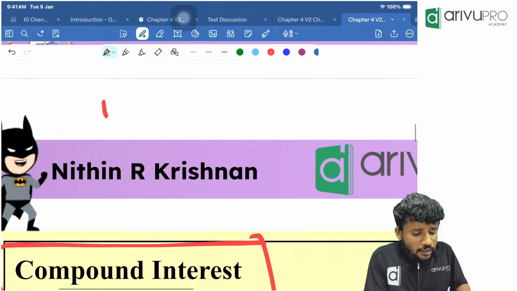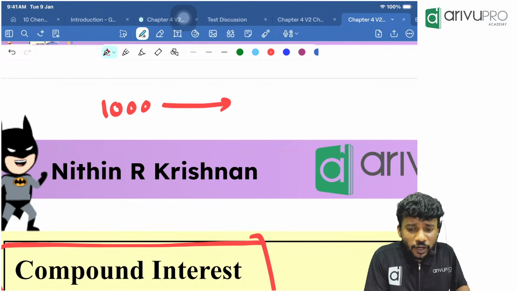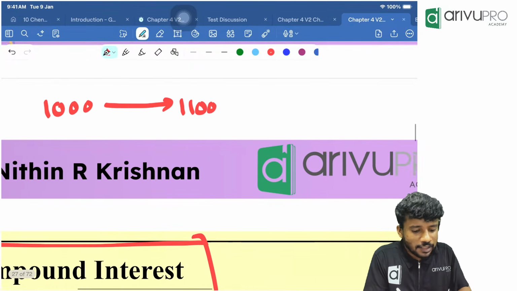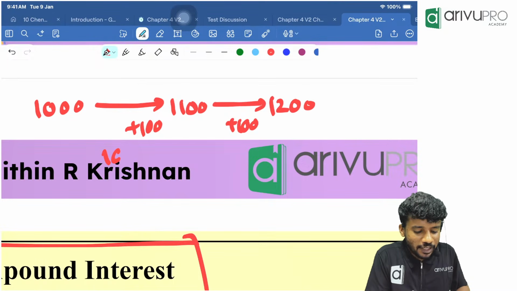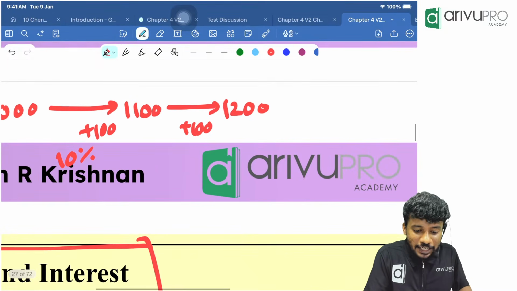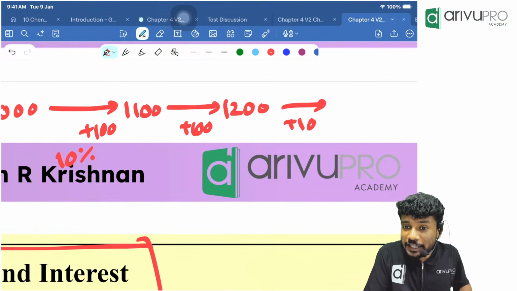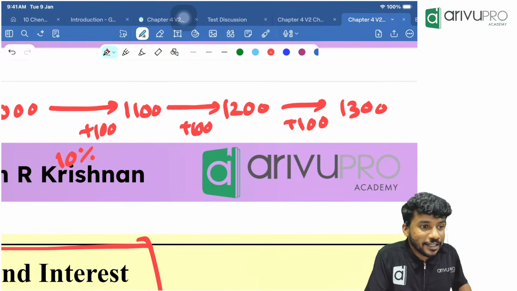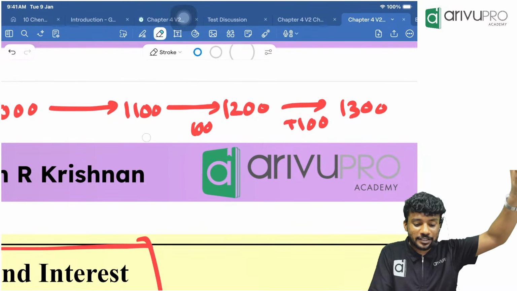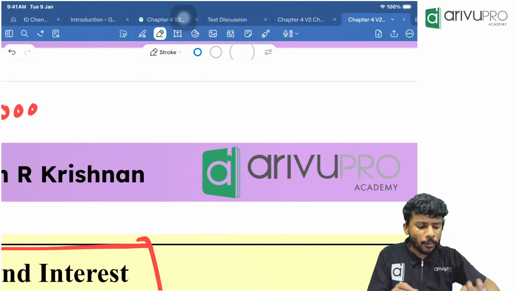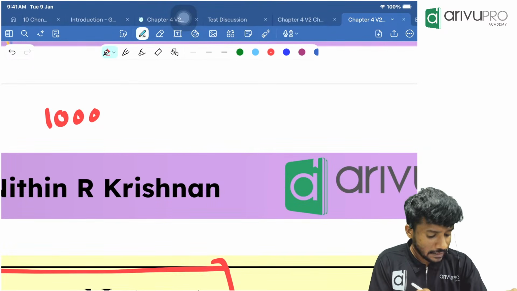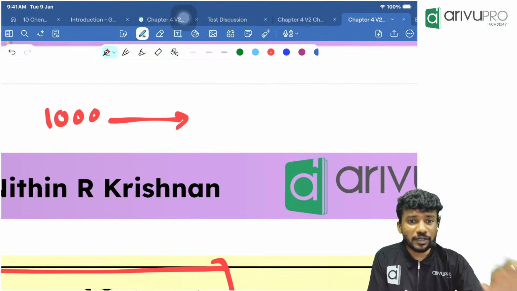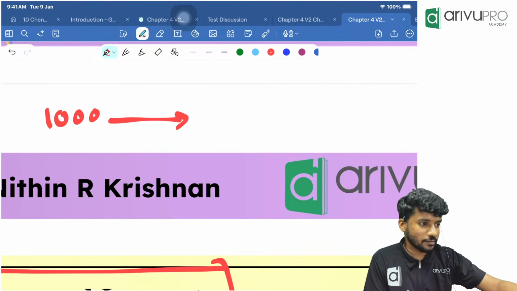Yesterday, 1000, I said that after 1 year it became 1100. Then next year it became what? Again 100 gets added, it becomes 1200, as the rate percentage was 10%. Then again 100 gets added, it becomes how much? 1300. That's what we learned in simple interest. But in compound interest, what generally happens is we have 1000 as the principal.